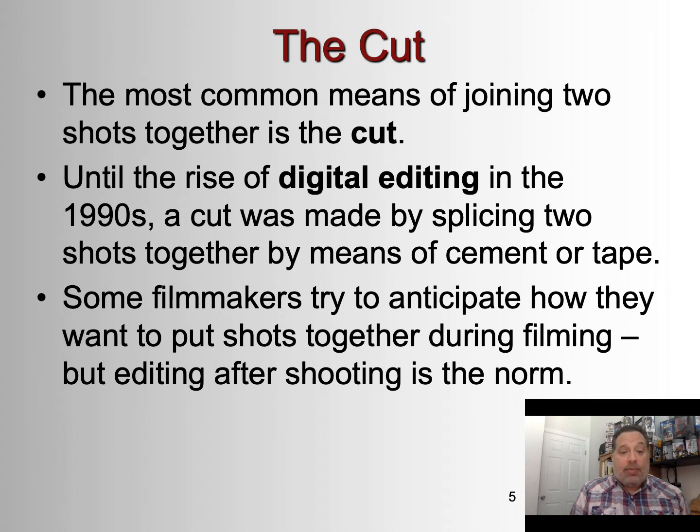Some filmmakers try to anticipate how they want to put shots together during filming. They have an idea of how they want everything to flow, and so they shoot in that order. They shoot shots of a certain duration, and they try to get a rough cut of the film before it even goes to editing. But that's hard to do. So editing after shooting is the norm, and even filmmakers that try to put their shots together during filming end up editing afterwards because it's impossible to get all the time in and everything just right.